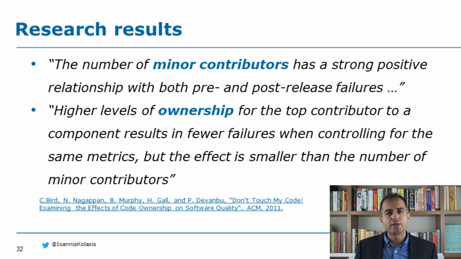So what they found out after performing a statistical analysis between the defects that were reported for Windows 7 and the developers who worked for each component, for each module, is that the more minor contributors we have, the more likely it is for our component to have failures, pre-release and post-release failures. On the other hand, if we have an owner with a high level of ownership, then it is less likely to have a defective component. But again, a high level of ownership cannot compensate for the high number of minor contributors in a component. So when we have a lot of minor contributors, then the chances are that we will have more defects in this component.